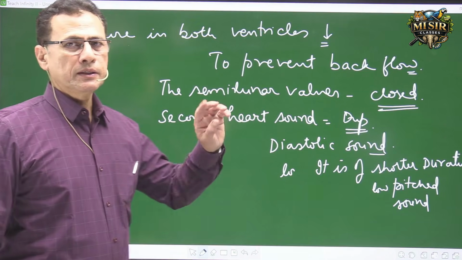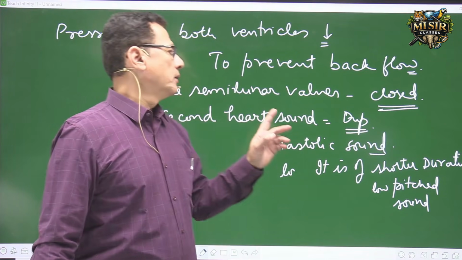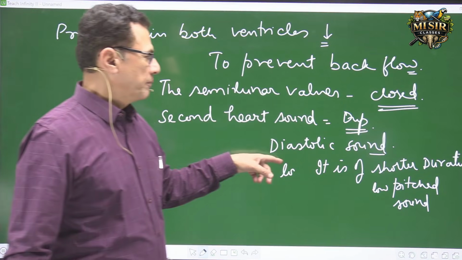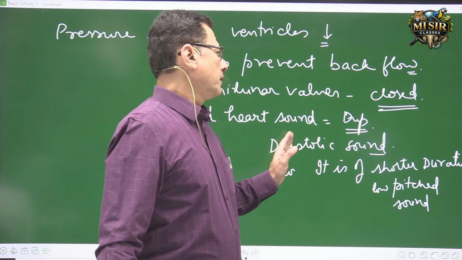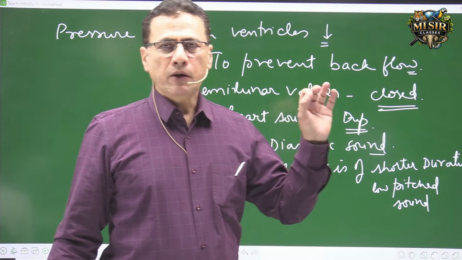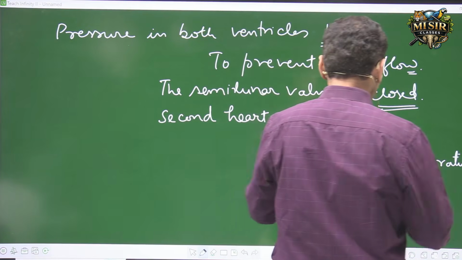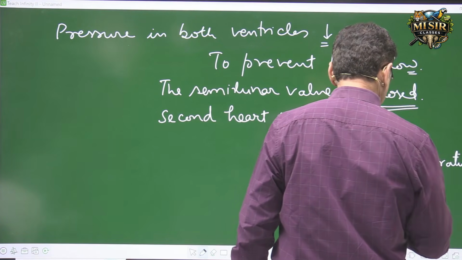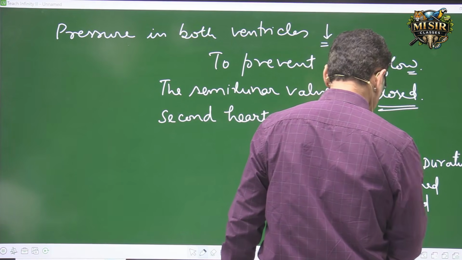First heart sound is lub, which can be heard with the help of a stethoscope. Second heart sound is dup, which is also heard with the help of a stethoscope. As a trick, lub is long duration and low pitched, and dup is short duration and high pitched sound.